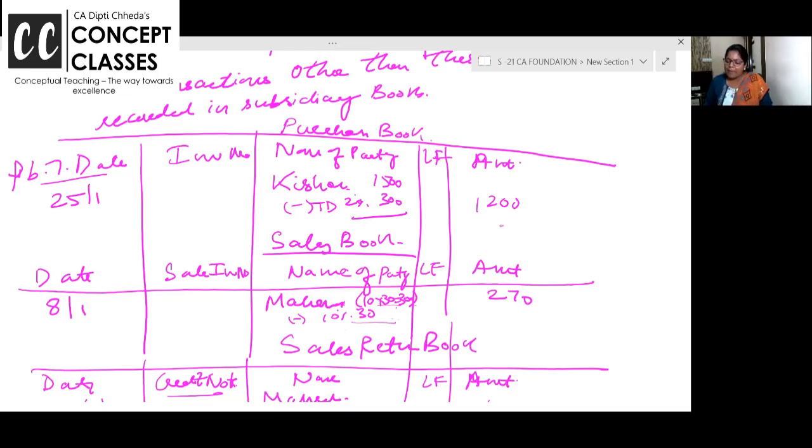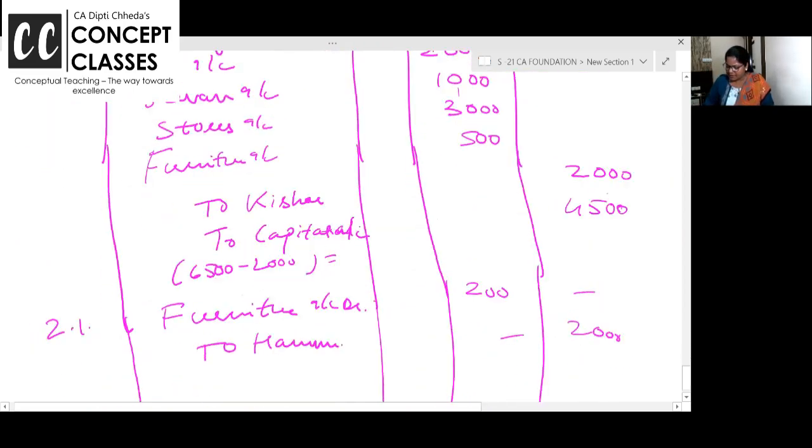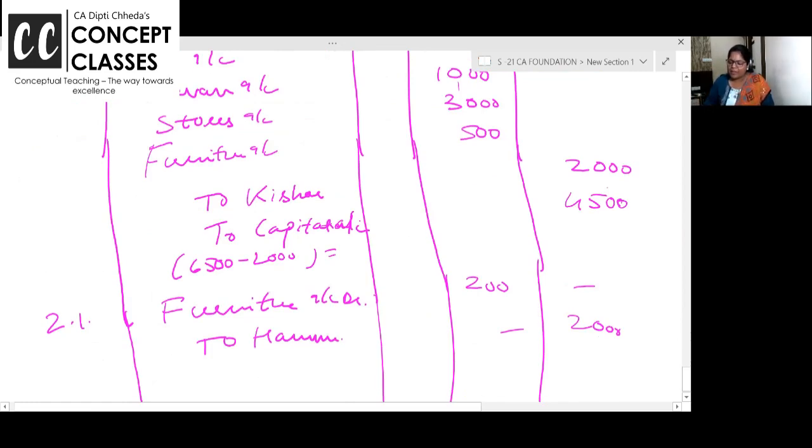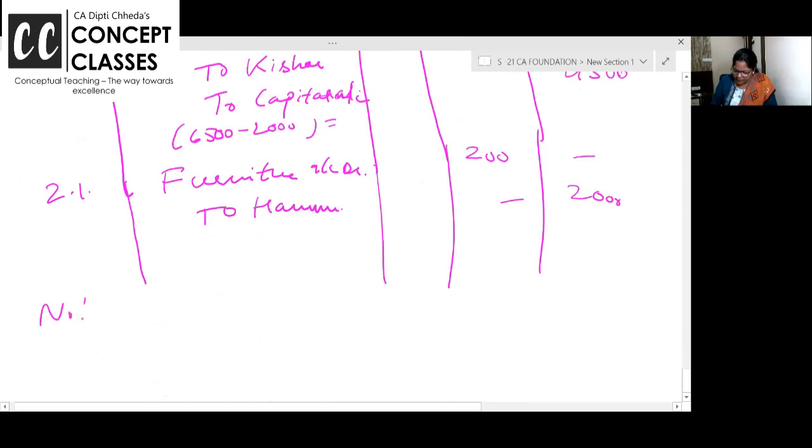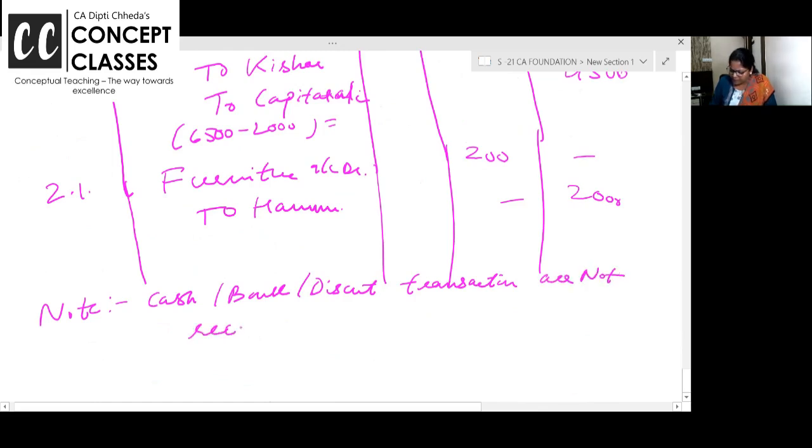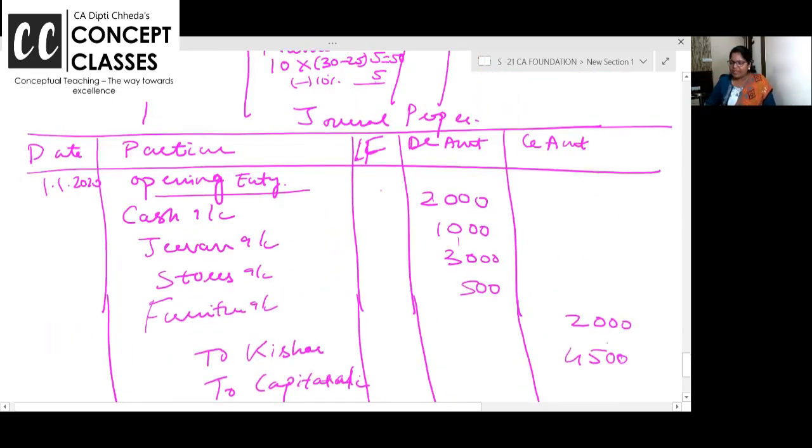Now, paid the amount due to Hanuman. You had purchased furniture from Hanuman, right? Here it is. So Hanuman to bank, it will come in the cash book. And you have paid salaries and rent. So you can write a note here: cash, bank, discount transactions are not recorded above. Cash, bank, discount transactions you are not recording above because you are recording them in a separate book. So now you know what you have to write in the journal.